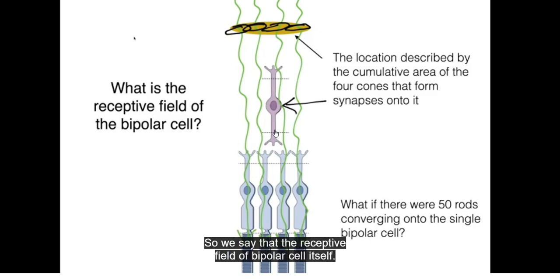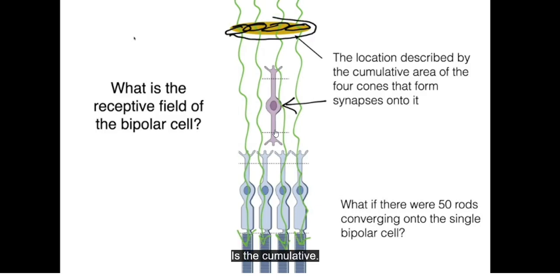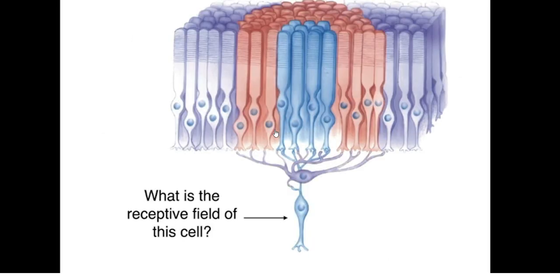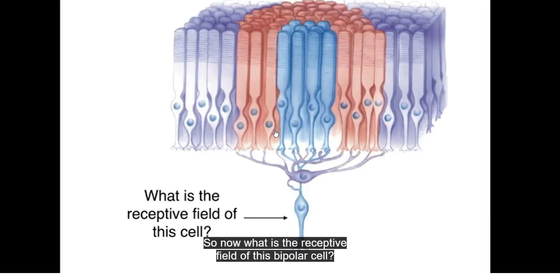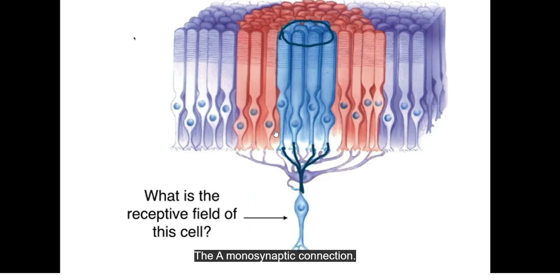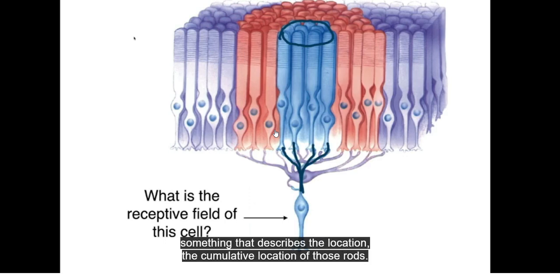So we say that the receptive field of the bipolar cell itself is the cumulative space in retinotopic coordinates over which incident photons are capable of modulating the activity of this particular bipolar cell. So now, what is the receptive field of this bipolar cell? Well, the answer is becoming more complicated. And the reason is that, the way it's been drawn here, there's a population of rods that are feeding directly via monosynaptic connection into the bipolar cell. And so obviously, the receptive field would describe the cumulative location of those rods.